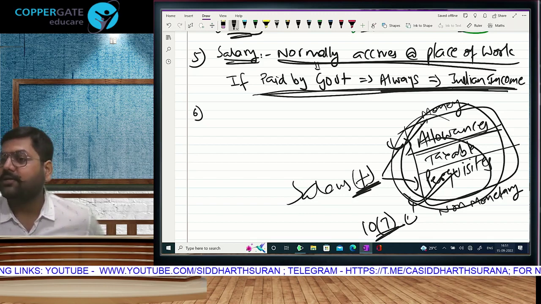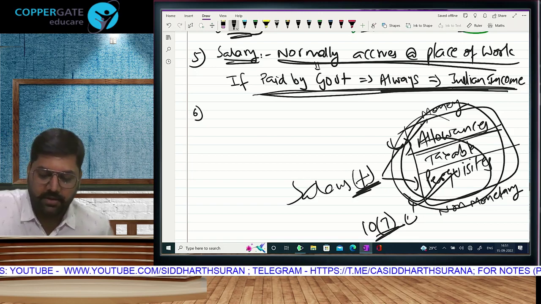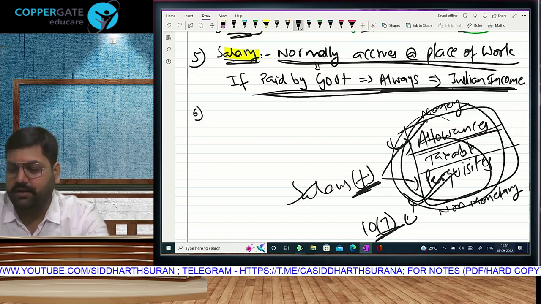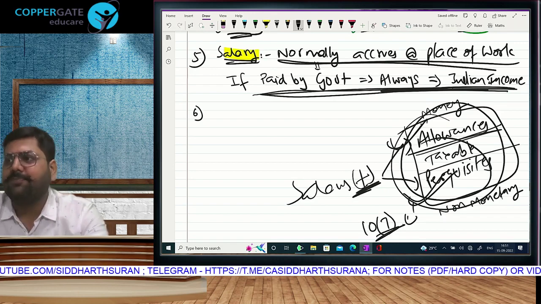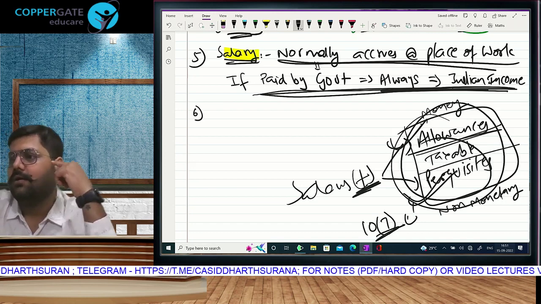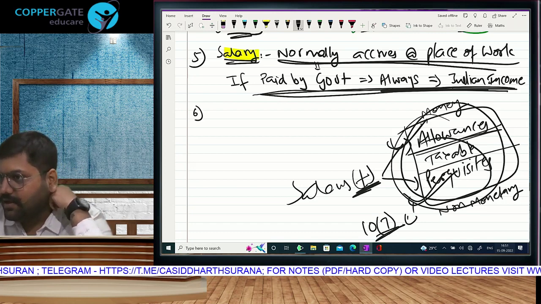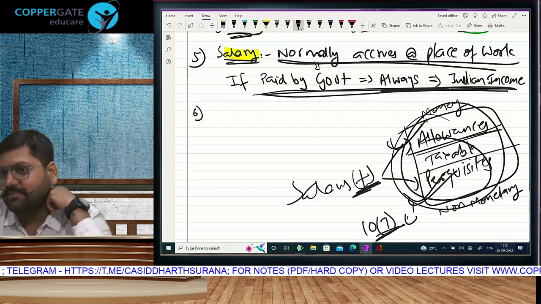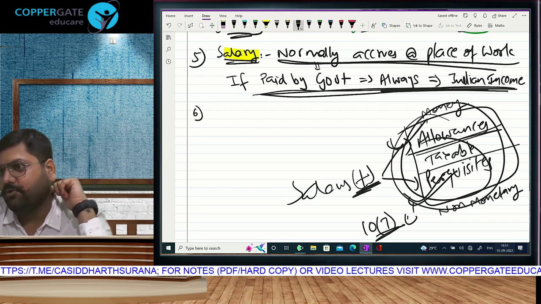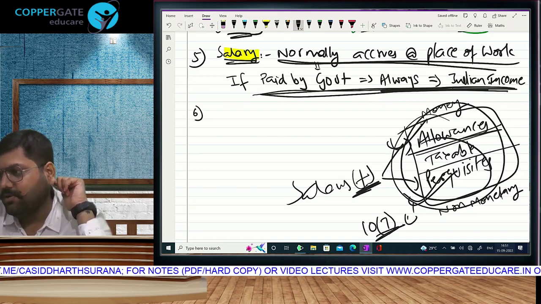So what do they have to pay tax on? Only on their normal salary. They don't have to pay tax on allowances and perquisites. Find out a tax planning idea here. If you are a government employee being sent on foreign work, come on, idea.